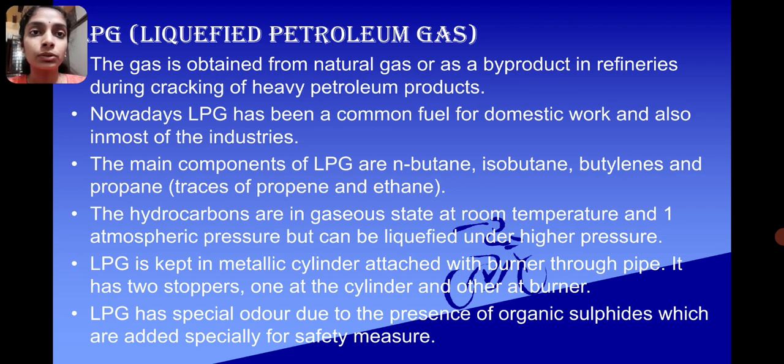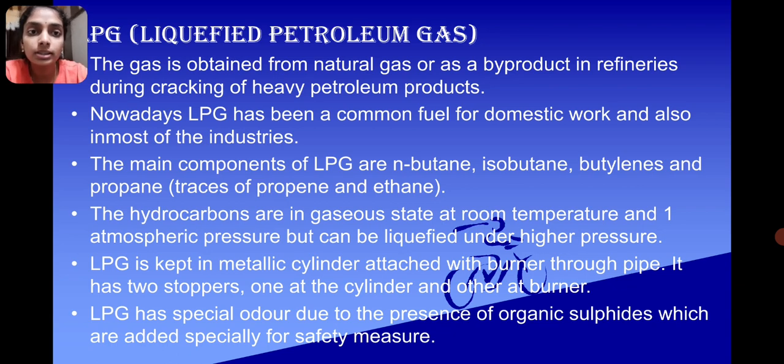LPG, liquefied petroleum gas. The gas is obtained from natural gas or as a byproduct in the refineries during cracking of heavy petroleum products. Nowadays, LPG is a common fuel for domestic work and also in most of the industries. The main components of LPG are n-butane, isobutane, butylenes, and propane. The hydrocarbons are in the gaseous state at room temperature and 1 atmospheric pressure but can be liquefied under high pressure.